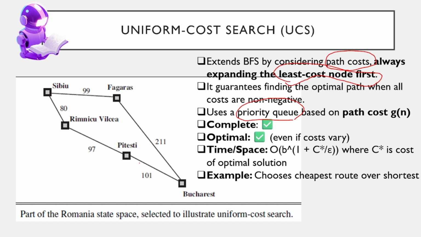However, this comes with a cost: its time and space complexity. As you see here is the complexity, where C star is the cost of the optimal solution and epsilon is the smallest edge cost. In simple terms, if costs are very small and vary a lot, UCS can end up exploring a huge number of nodes, sometimes even more than BFS.